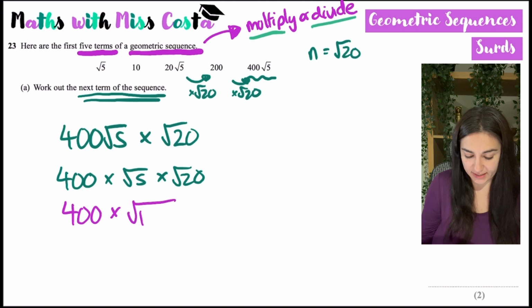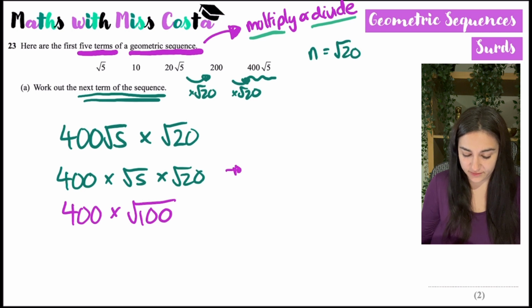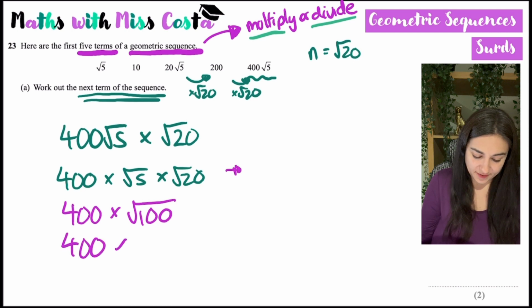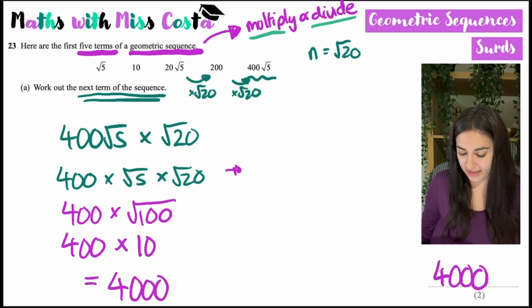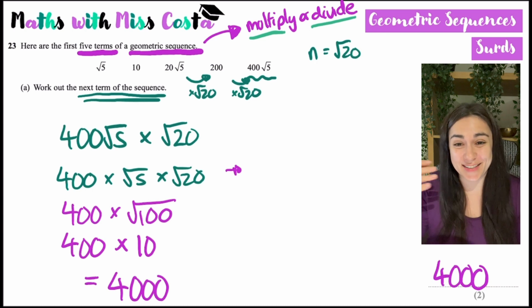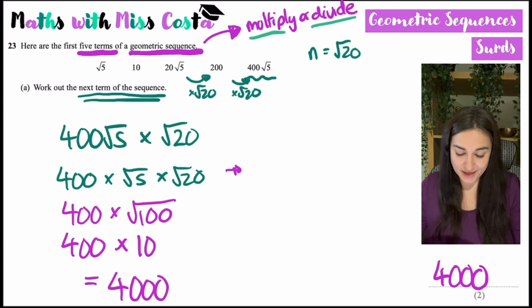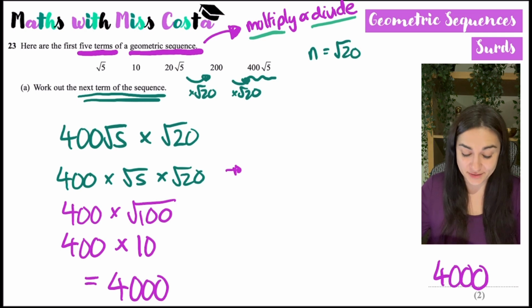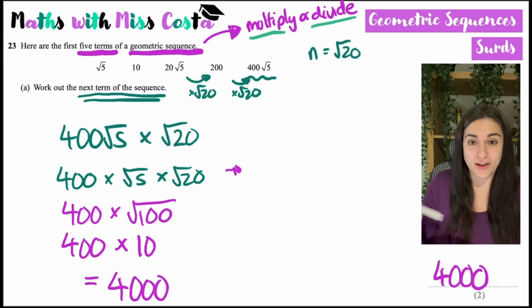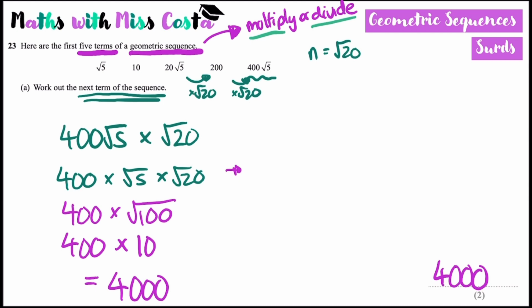So that would give me 5 times 20, which is 100. Remember, when you're multiplying surds, you just bring them together under 1 root. What is the square root of 100? It's 10. So therefore, the next term must be 4,000. So this is a slightly trickier question because it's got surds, but just do what you know. Just try and think creatively. Geometric means multiplying each time. So just form an equation for yourself.